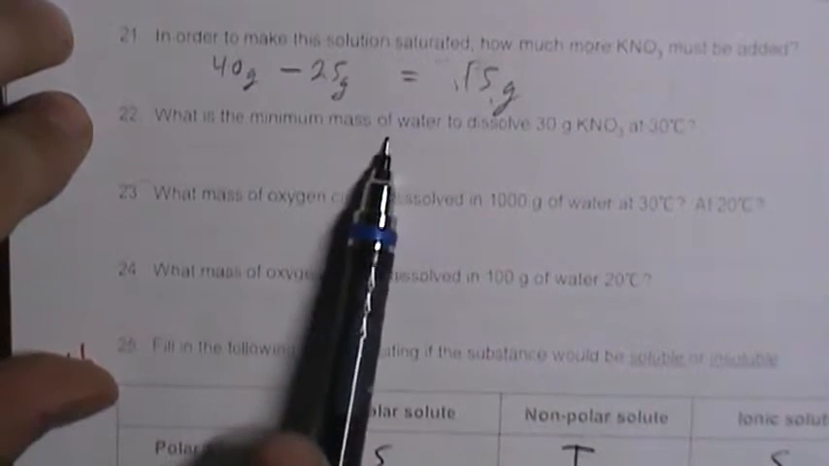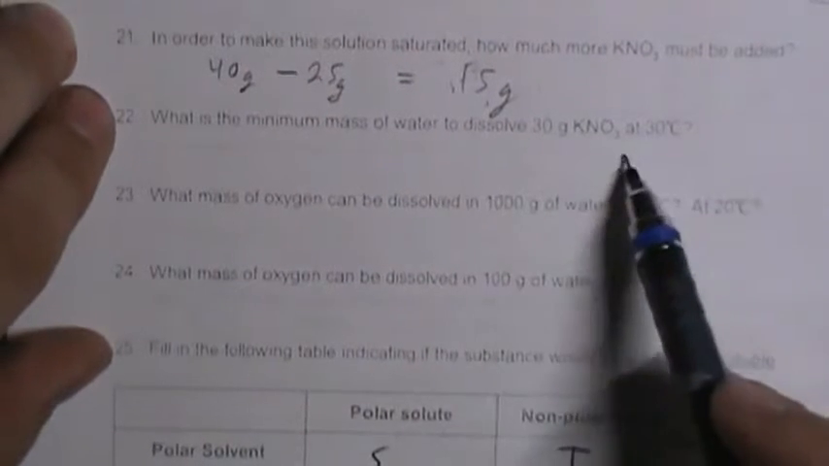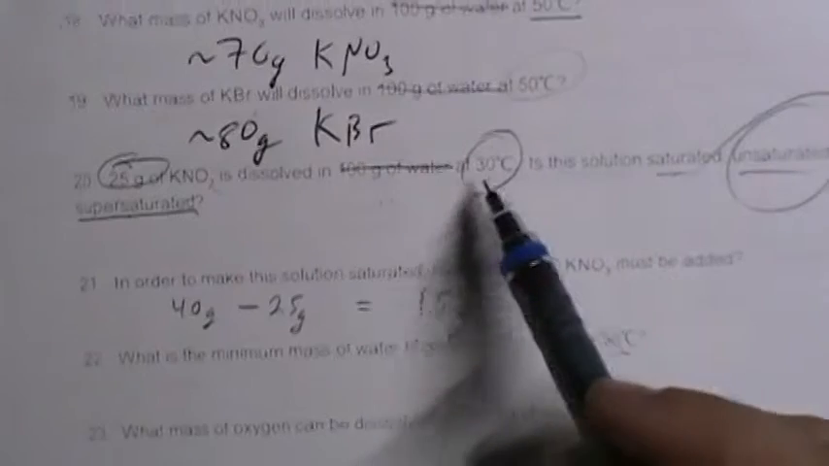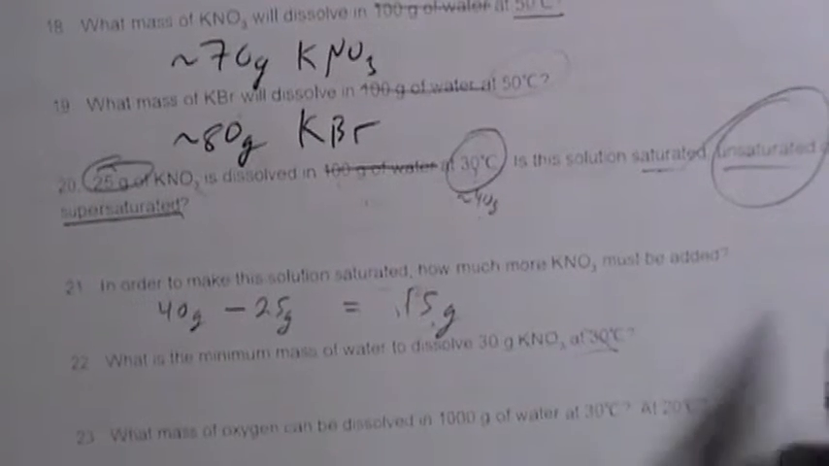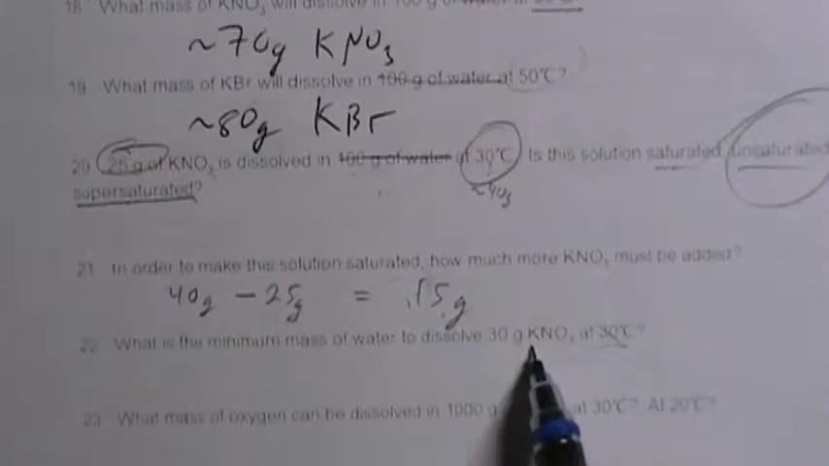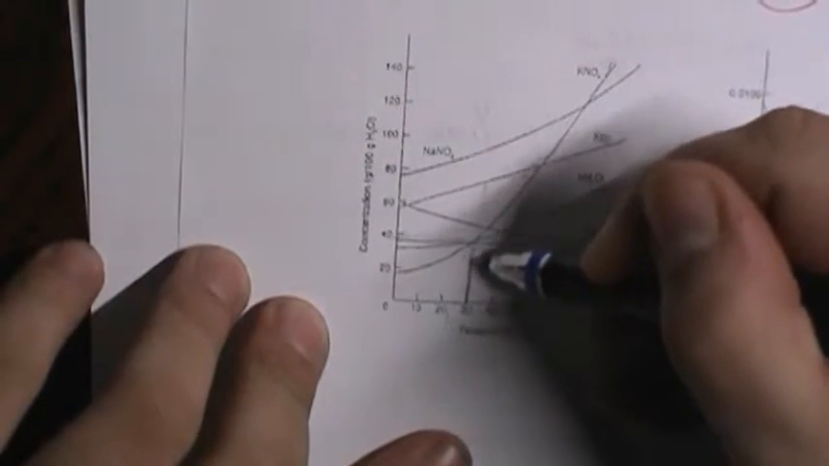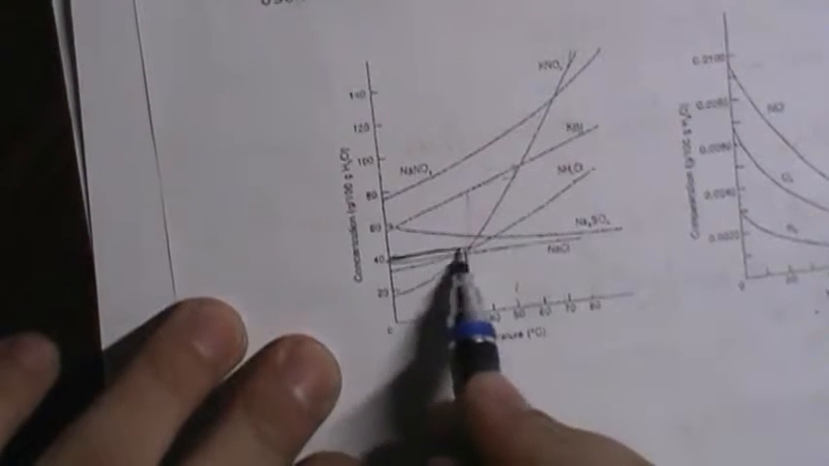What is the minimum mass of water to dissolve 30 grams of potassium nitrate at 30 degrees Celsius? Alright, now we're going to be looking at the mass of water, which we've been previously ignoring because it was the definition of the axis. So first of all, let's find potassium nitrate at 30 degrees Celsius. Okay, 30 degrees Celsius, extend a line up. Alright, potassium nitrate, extend it over, and this is what we said was about 40, maybe a little bit less. I'll just round it to 40.